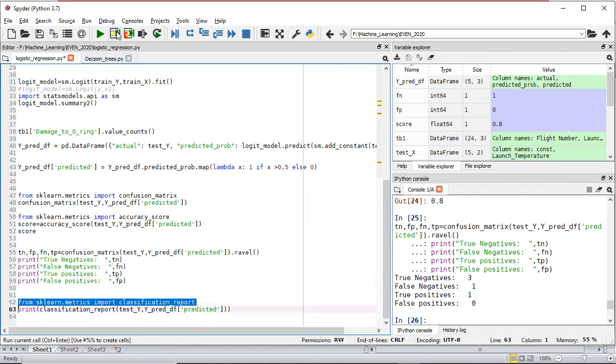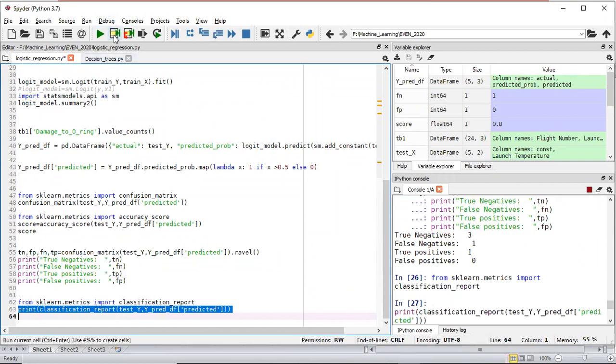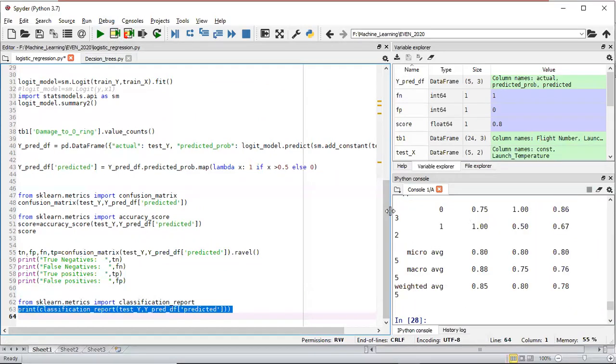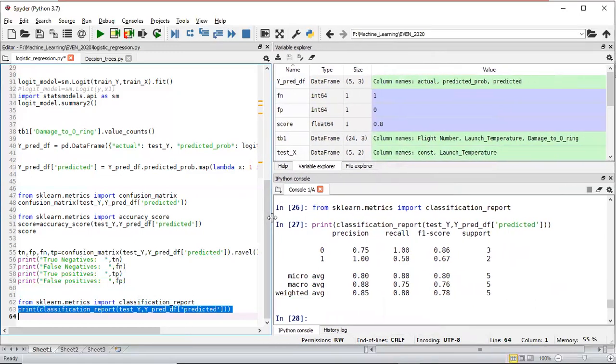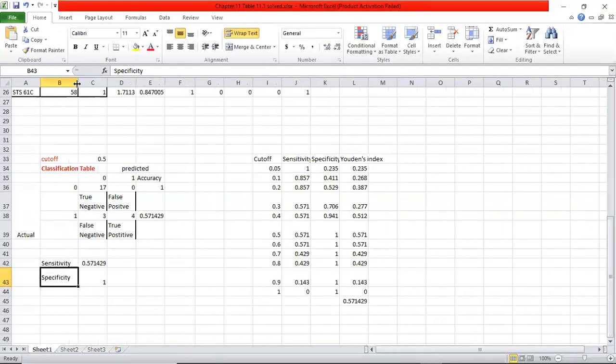Next we have the classification report. Next we have sensitivity and specificity. This is very important to find your cutoff probability, meaning the optimum cutoff probability. To find that, we use this. Sensitivity means how many zeros are correctly classified as zeros.